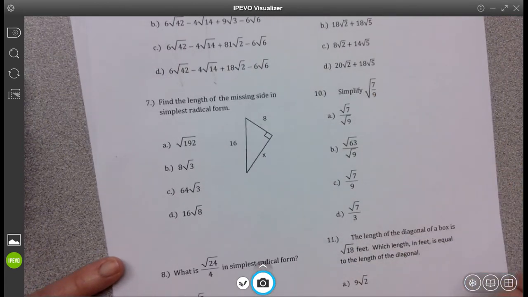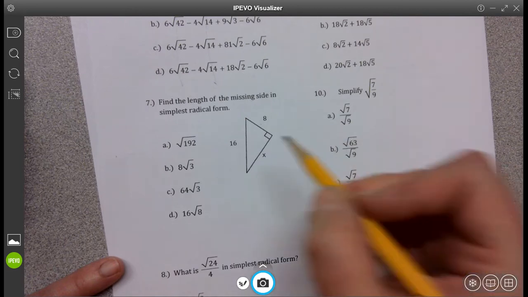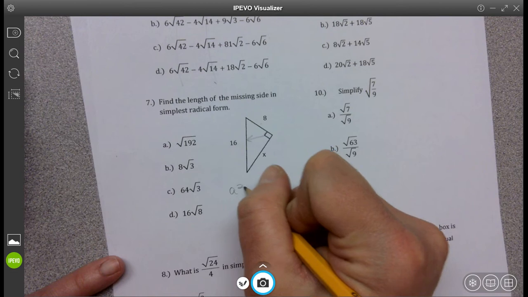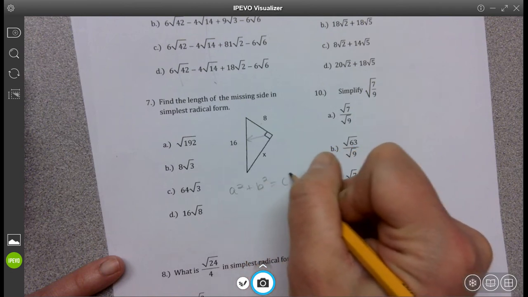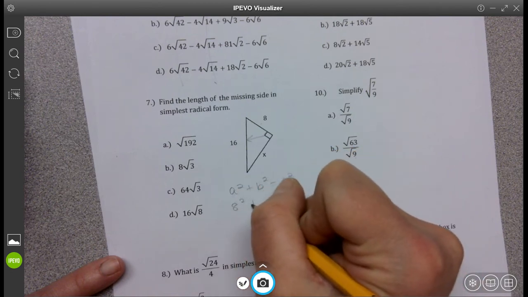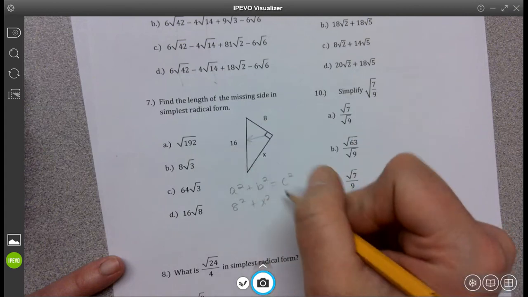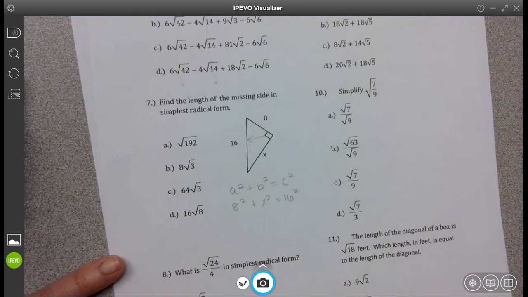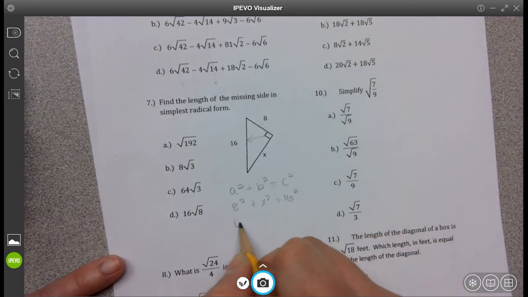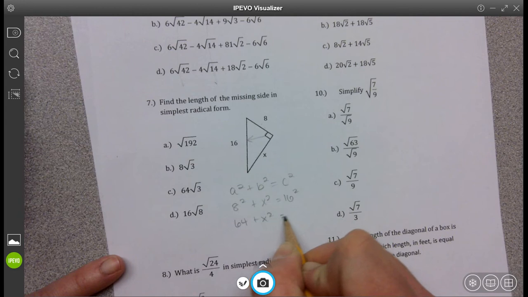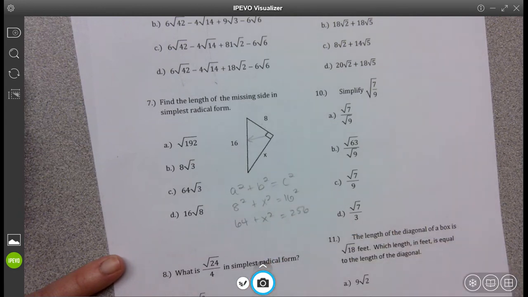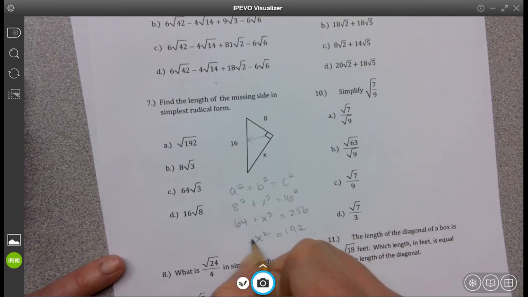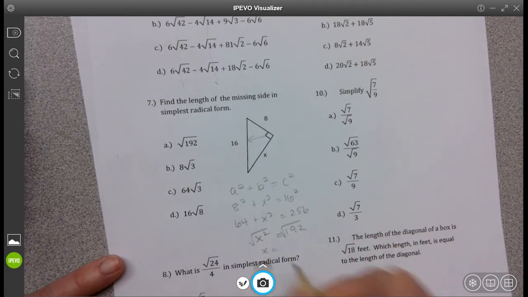Number 7. Find the length of the missing side in simplest form. Well, this is a right triangle. This is the hypotenuse. So we're going to use the Pythagorean theorem to solve for a missing side. It doesn't matter which leg, these are called legs, you use because it's addition. And we're going to simplify before we solve. 64 plus x squared equals 256. Subtract 64 from both sides. And then unsquare or square root the square root of 192.